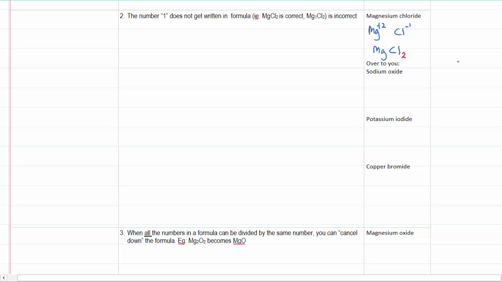Okay, you have a go at doing the next few examples. Pause the video whilst you do that. Okay, you can see the formulae on the screen. Hopefully you got those right.